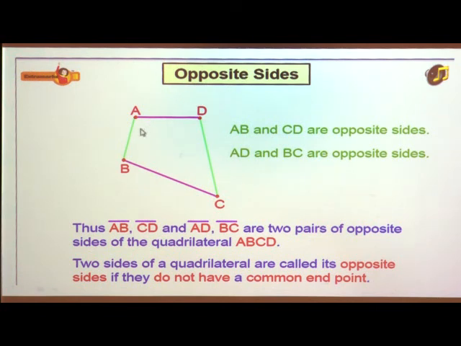Opposite sides. Now you can see here a quadrilateral which we name ABCD. AB is opposite to CD and AD is opposite to BC. Thus, AB and CD, and AD and BC are the two pairs of opposite sides of quadrilateral ABCD. Two sides of a quadrilateral are called opposite sides if they do not have any common end point.